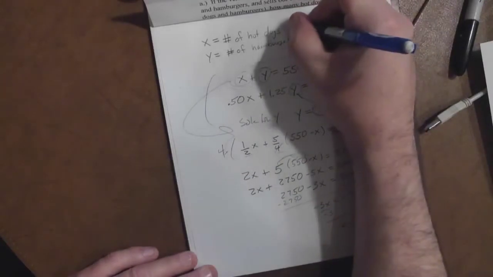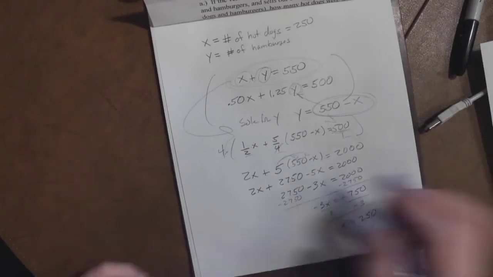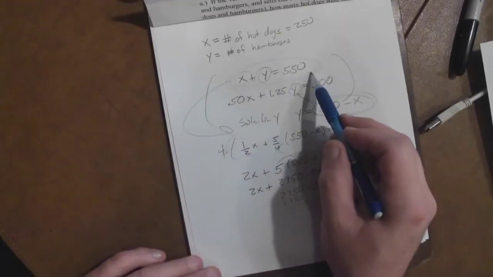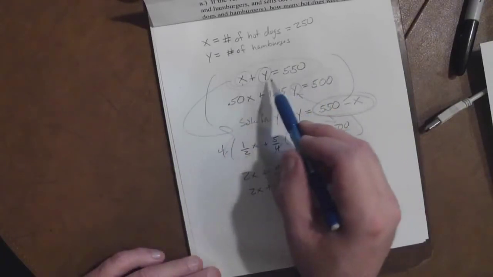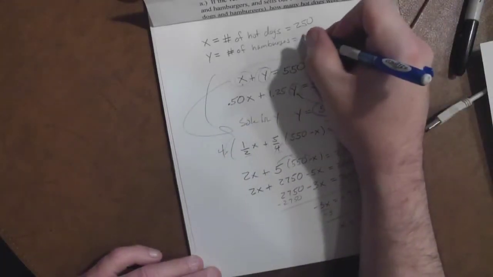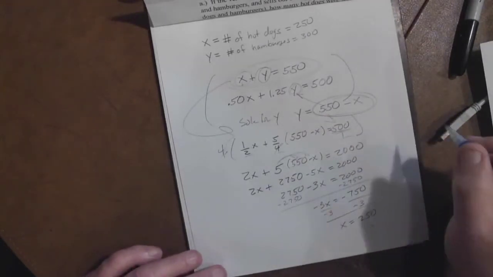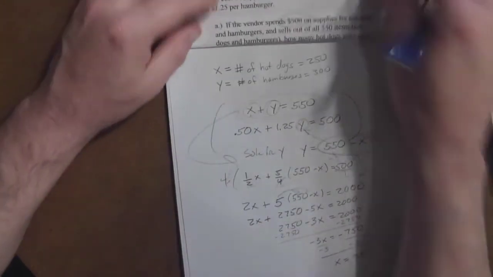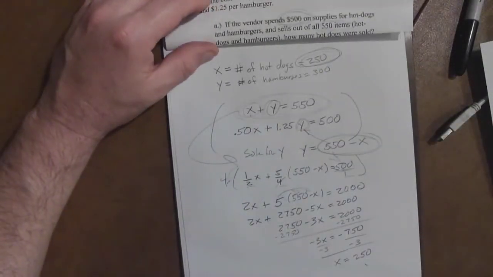What we can say here is in this problem, the number of hot dogs sold, well, there were 250 hot dogs sold. Right? And if x plus y equals 550, plugging in that 250 here and subtracting it from both sides, you will find y. Y would be equal to 300 hamburgers. Right? There is the solution to our system. They want the number of hot dogs sold, so 250 would be the number of hot dogs sold.